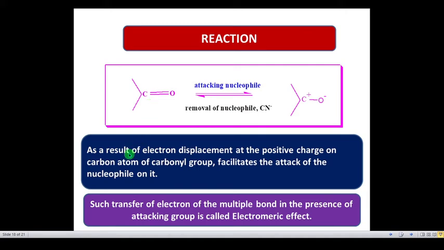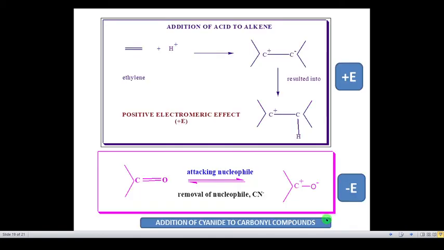As a result of this displacement, the positive charge over the carbon atom of the carbonyl group facilitates the attack of the nucleophile. So this transformation is simply called the electromeric effect. That is the point mentioned here. This transfer of electrons of the multiple bonds in the presence of an attacking group is simply called the electromeric effect.